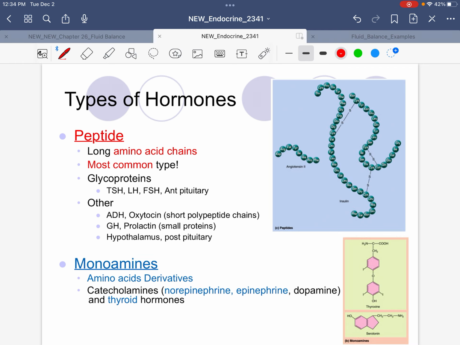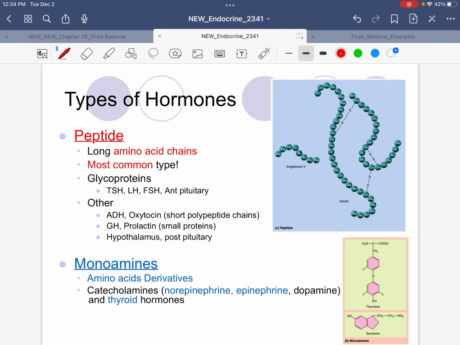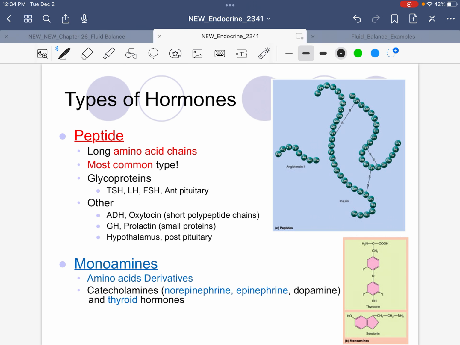This is the last thing I want to introduce, and then I'll be done. Types of hormones. Three main categories: peptide, monoamine, and steroid. I've put in the color what you need to know. Peptide hormones are made up of amino acids, hence the name peptide. It's the most common. Most of our hormones that we think of are peptide. For example, here's insulin. Insulin is a long chain of amino acids. Growth hormone, long chain of amino acids.